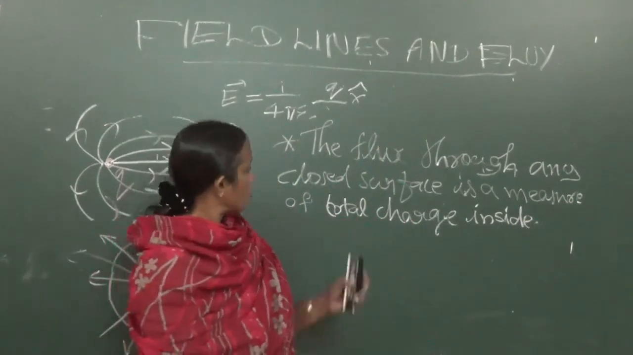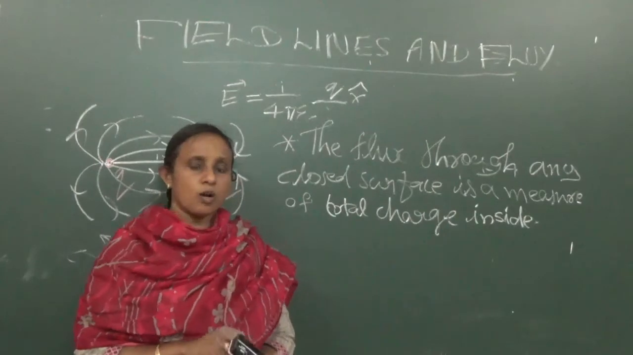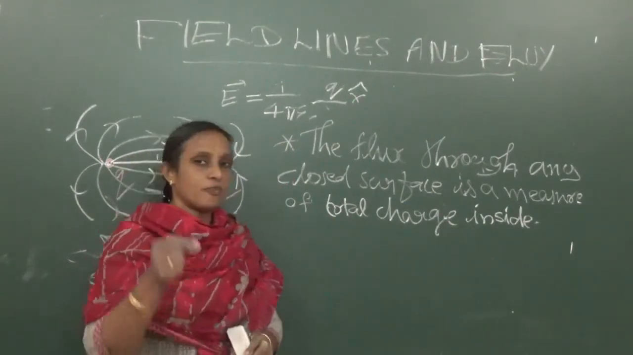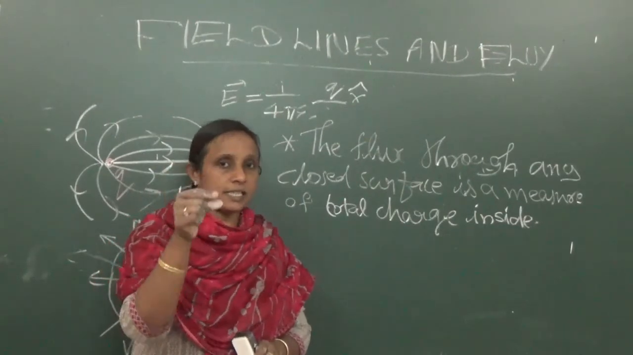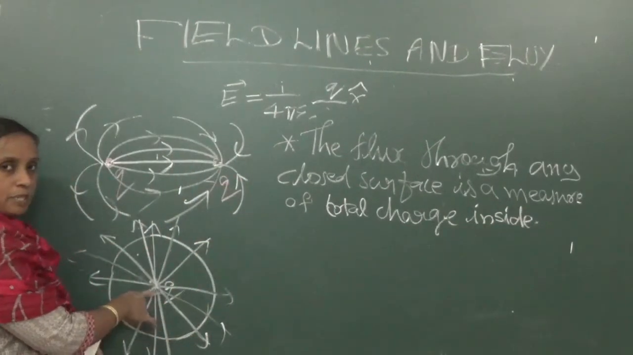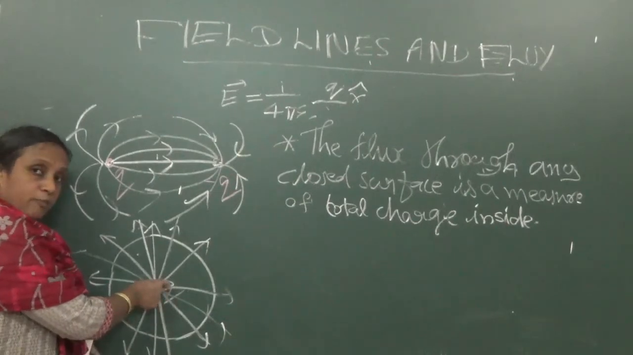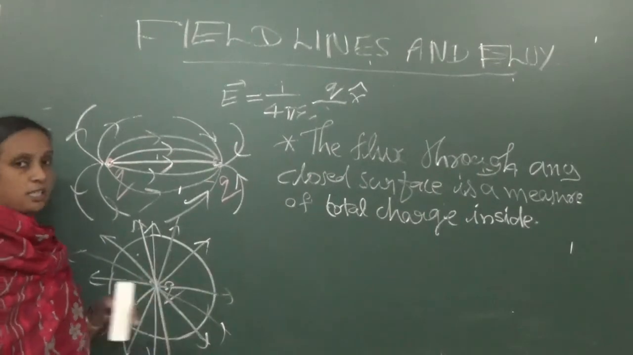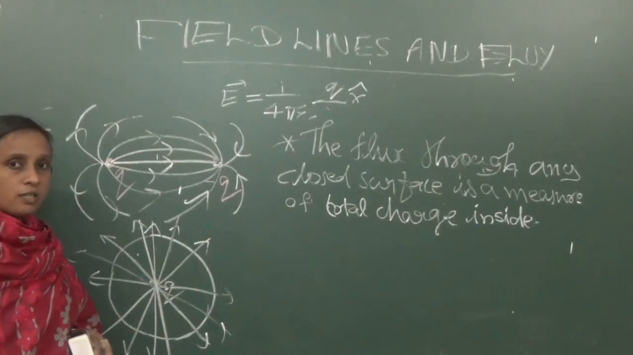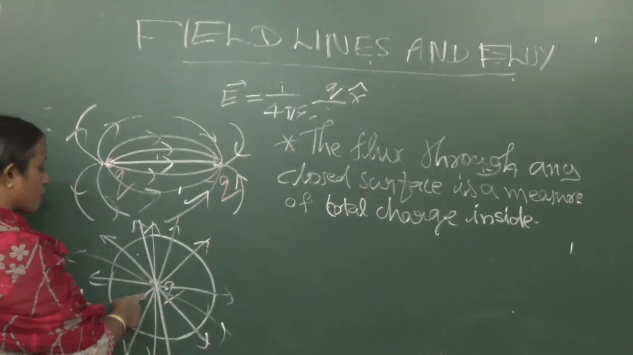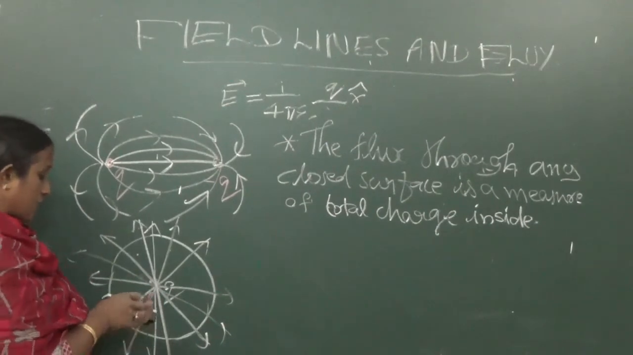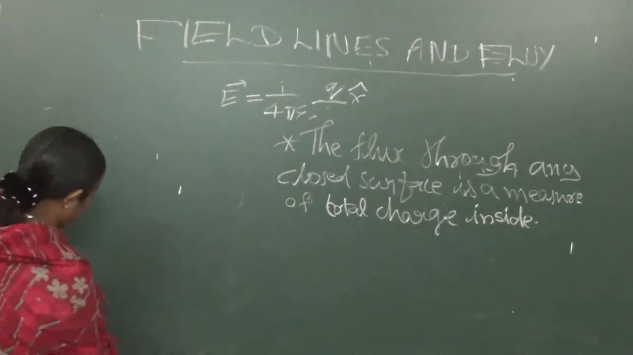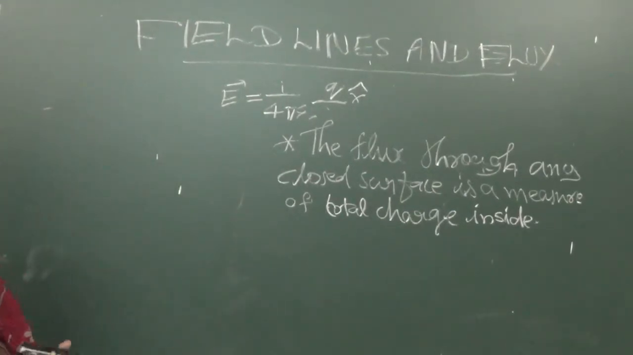Okay. Now, how can we prove this thing? One example is, suppose there is a positive charge inside the surface like this, then field lines emanate from this positive charge and move out, passing through this surface. Now, suppose instead of this, there is a negative charge inside. I can show you here the different situations.